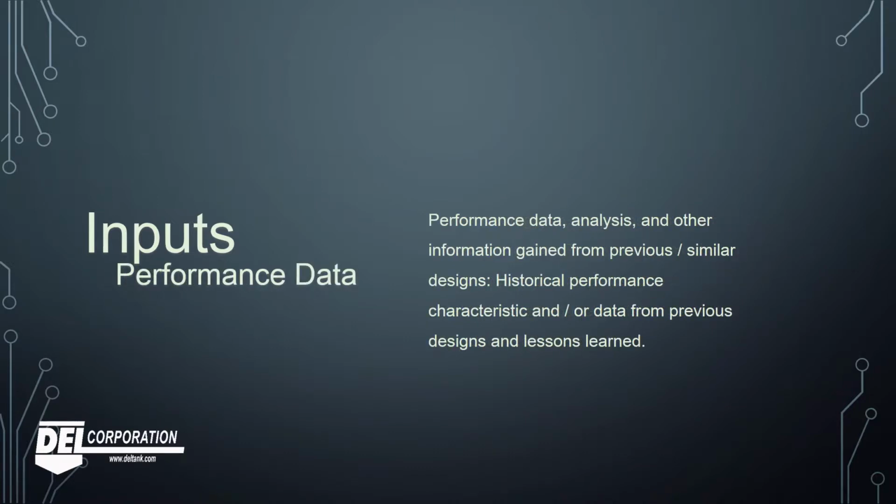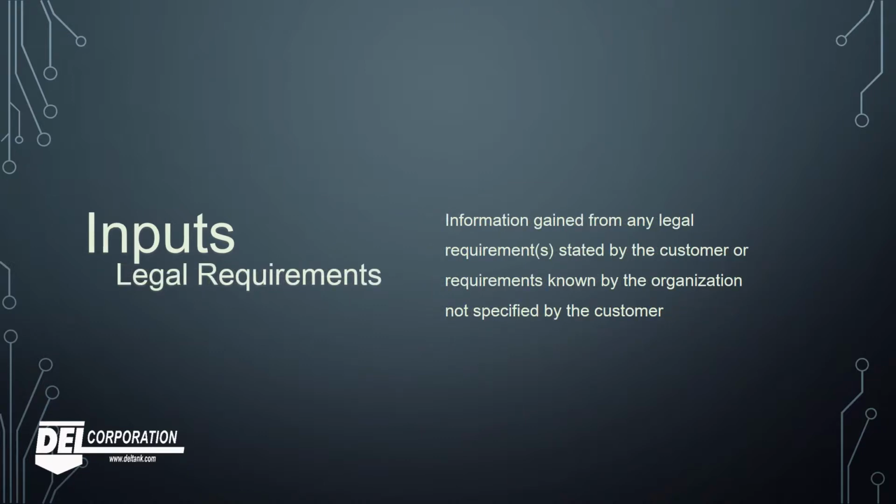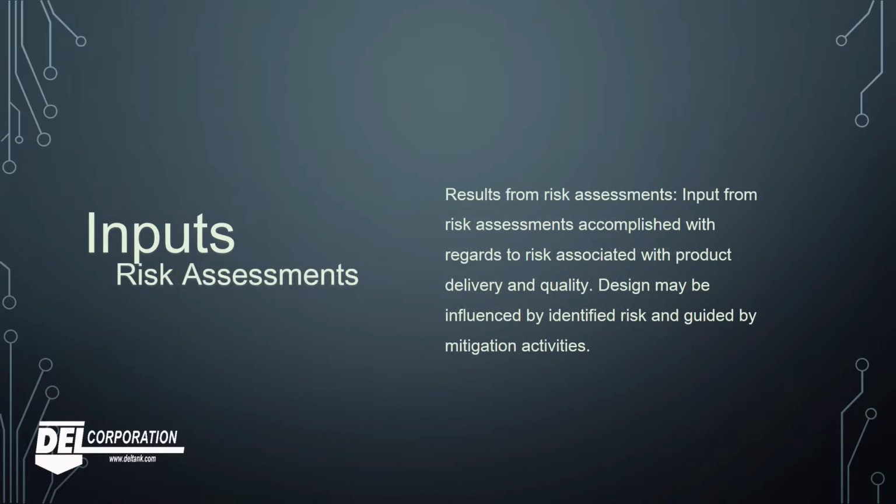Performance data. Performance data, analysis, and other information gained from previous or similar designs, historical performance characteristic and/or data from previous designs, and lessons learned. Legal requirements. Information gained from any legal requirements stated by the customer or requirements known by the organization not specified by the customer. Results from risk assessments. Input from risk assessments accomplished with regards to risk associated with product delivery and quality. Design may be influenced by identified risk and guided by mitigation activities.